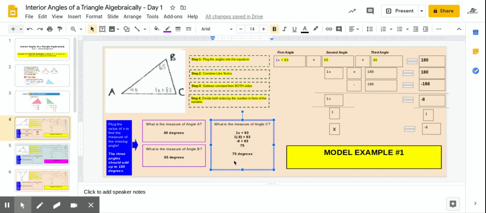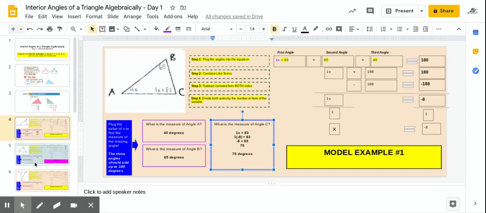Okay, now the awesome thing about interior angles of a triangle is you can check to see if you are correct. Because remember, you know that the measure of all interior angles has to add up to be 180 degrees. So if you added up all three of these angle measures together, it should equal 180 degrees. So you would add up 40 plus 65 plus 75. And those three numbers, when we add them together, equal 180 degrees. So we know we are correct.